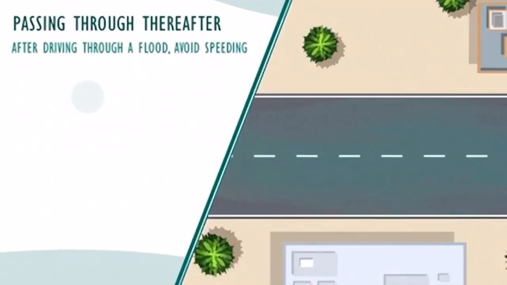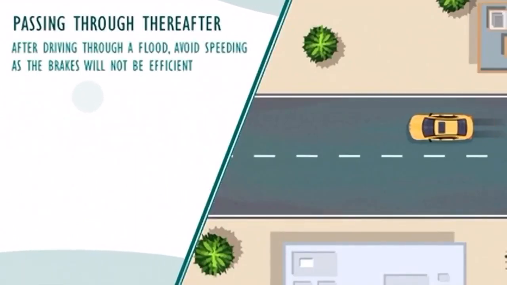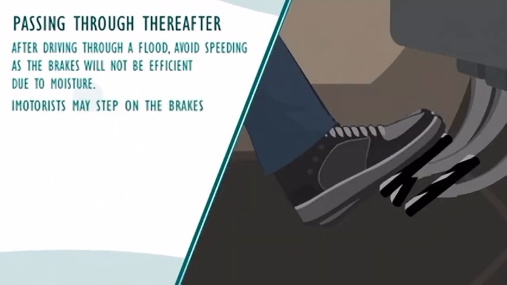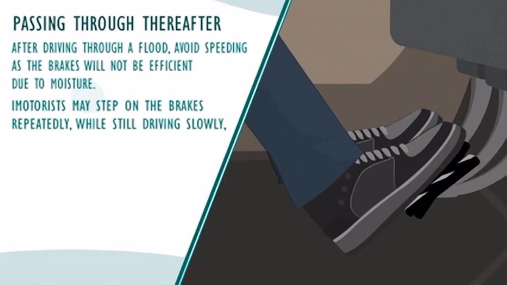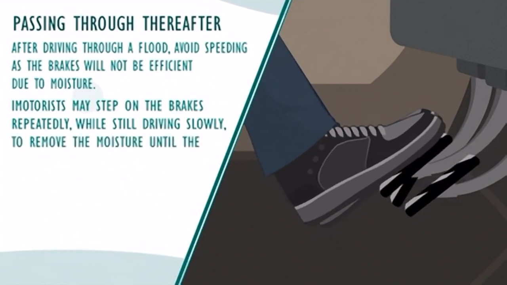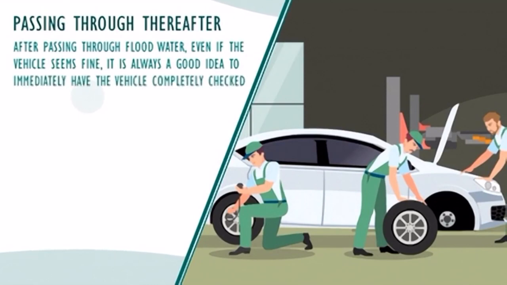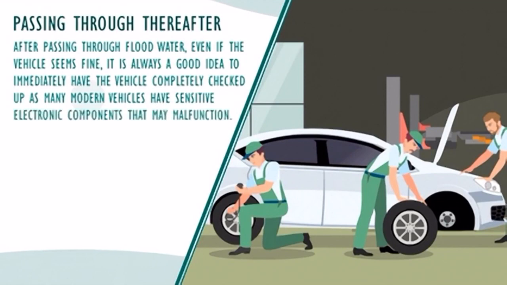After driving through a flood, avoid speeding, as the brakes will not be efficient due to moisture. Motorists may step on the brakes repeatedly while still driving slowly to remove the moisture until the efficiency of the brake is restored. After passing through floodwater, even if the vehicle seems fine, it is always a good idea to immediately have the vehicle completely checked up, as many modern vehicles have sensitive electronic components that may malfunction.